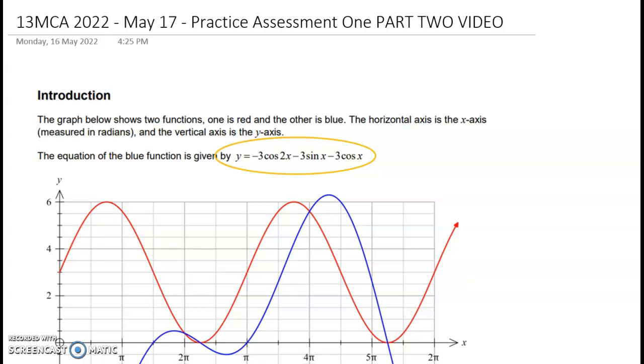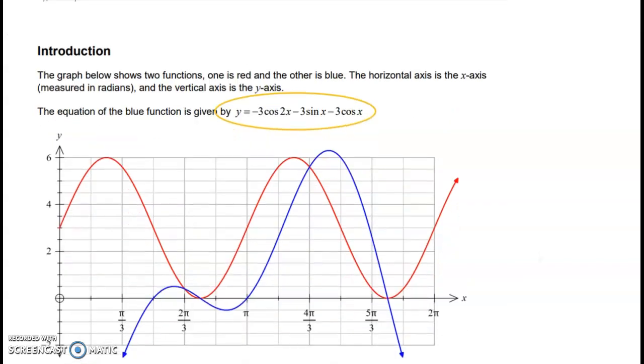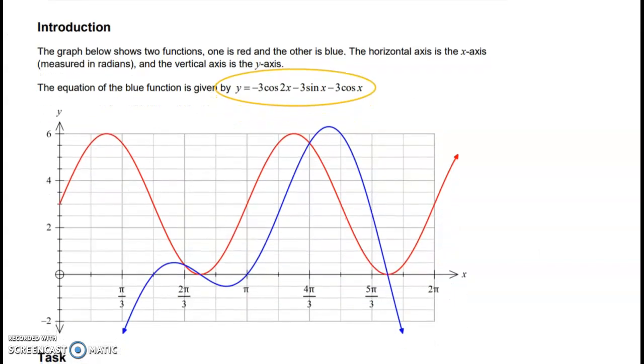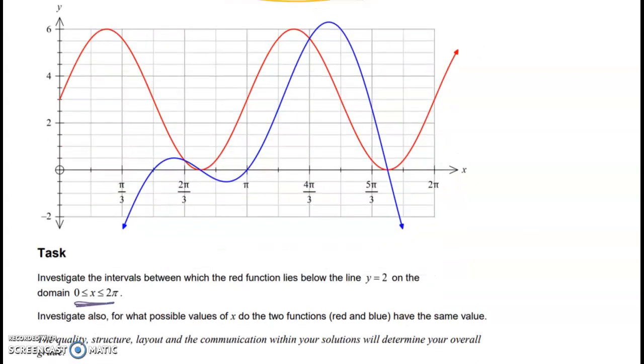This is the second part of this practice task that we're going to look at in class on May 17th, which might be today or it might be tomorrow, depending on when you see this video. So this is the harder bit, and what we have to do here is to investigate for what possible values of x do the two functions, red and blue, have the same value, right?